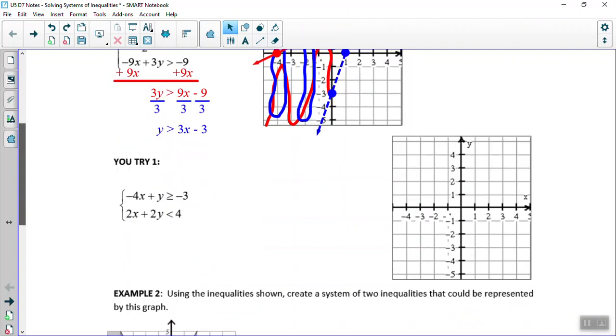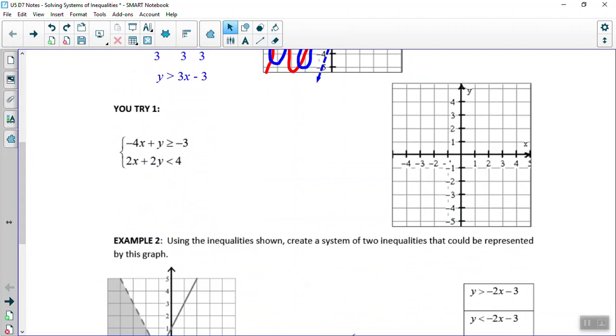All right, so now I want you to go ahead and try this one here on your own. You will need to rearrange both those equations first. Go ahead and pause your video now.